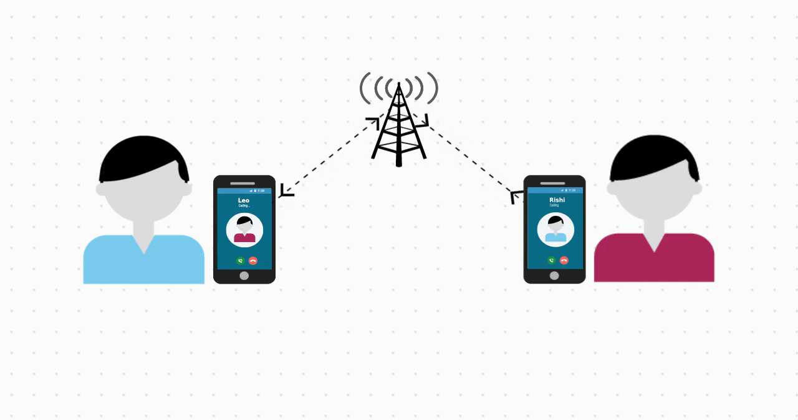You can say that a connection is established between your phone and your friend's phone, and you get to talk via that connection. If you analyze this, you will see that one of the key parts of this whole process is the phone number.